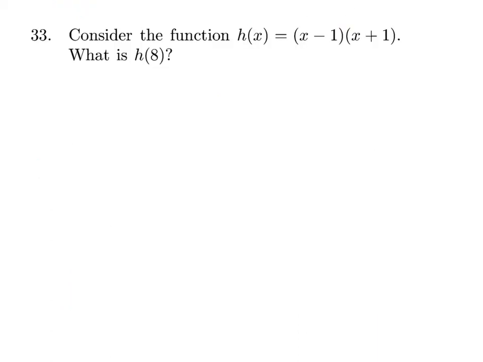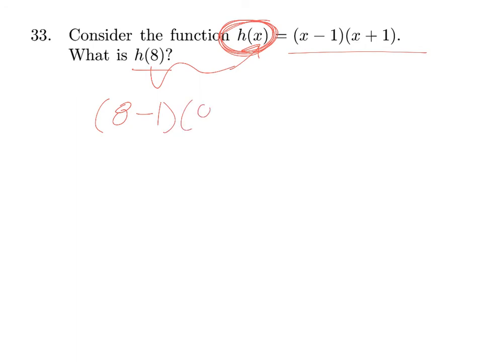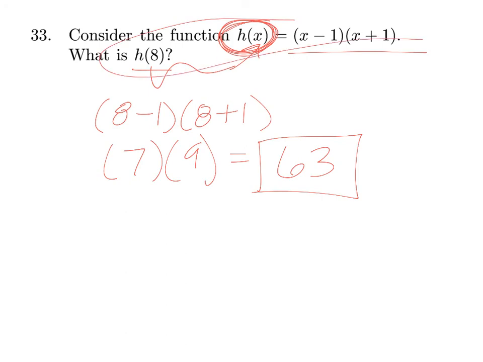All right, consider this function. What is h of 8? Okay, this does not mean h times 8. It means that you're plugging in 8 for x in this expression. So it's just a matter of understanding how to interpret function terminology. So I'm plugging in 8 for x, so I'm going to have 8 minus 1 times 8 plus 1. So I end up with 7 times 9, which is 63. All right, and if you understand how to interpret this information here, the problem is super easy.